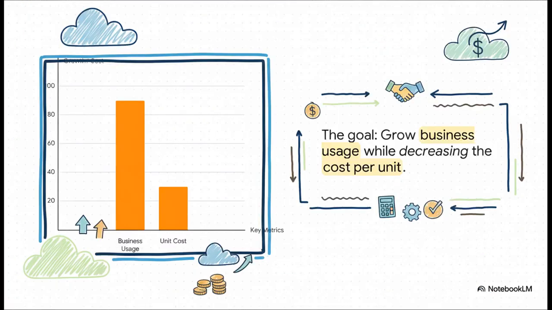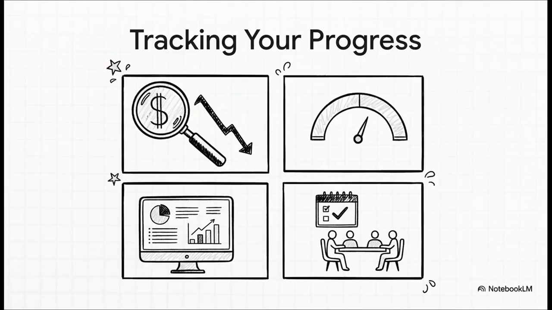And this brings us to a really crucial point. The goal of FinOps is not just to make the total bill go down. That's a common mistake. The real goal is to make your business more efficient. So what does success look like? It looks exactly like this chart. Your business usage is going up and to the right. You're doing more, delivering more value, while your cost per unit, the cost for each transaction or each customer or whatever you measure, that's actively trending down. That's the sweet spot.